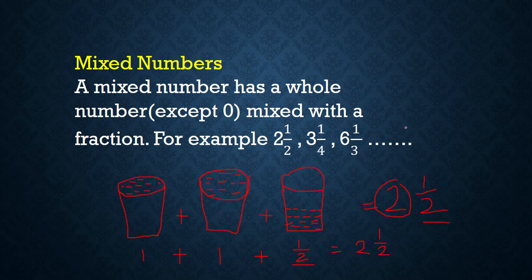Which type of fraction is this? Is it proper or improper? It is proper, right? Then you should know that a mixed number is made up of one whole number and a proper fraction. A mixed number has a whole number mixed with a fraction, and this fraction is a proper fraction. So we can say that a mixed number is made up of one whole number and one proper fraction, right?